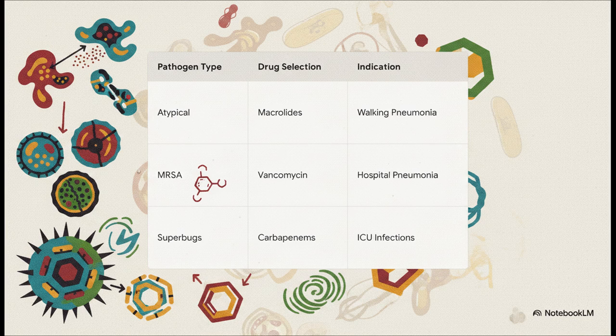Take atypical pathogens, like mycoplasma, which causes walking pneumonia. They literally don't even have a cell wall, so throwing penicillin at them, totally useless.